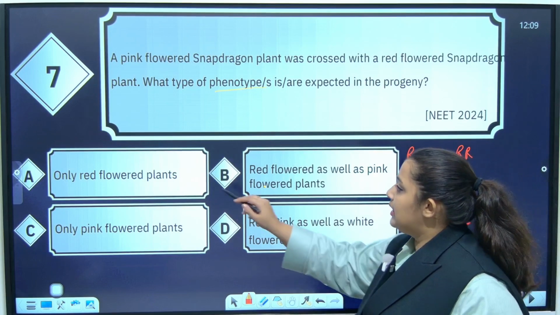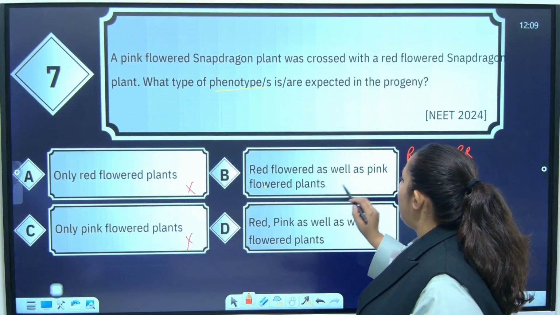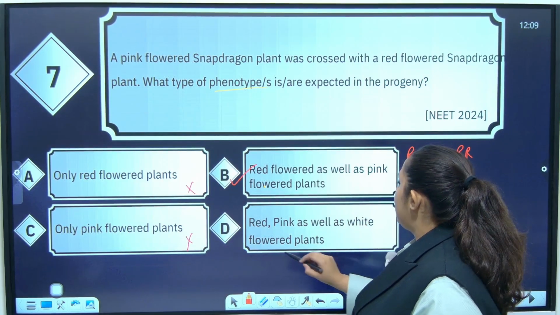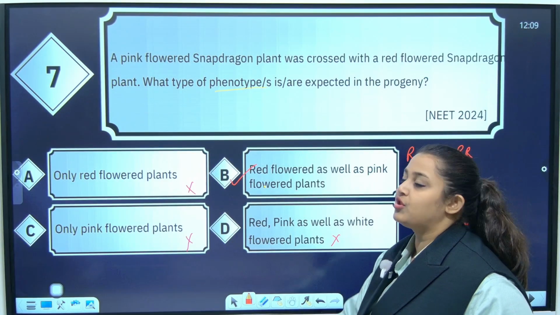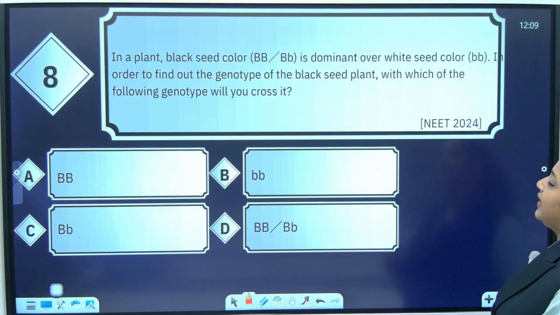Okay, so you get only red flowered plants? No. Only pink flowered? No. Red flowered as well as pink flowered? White? No. White you won't get, so option B is correct. Okay, let's go to the next one.